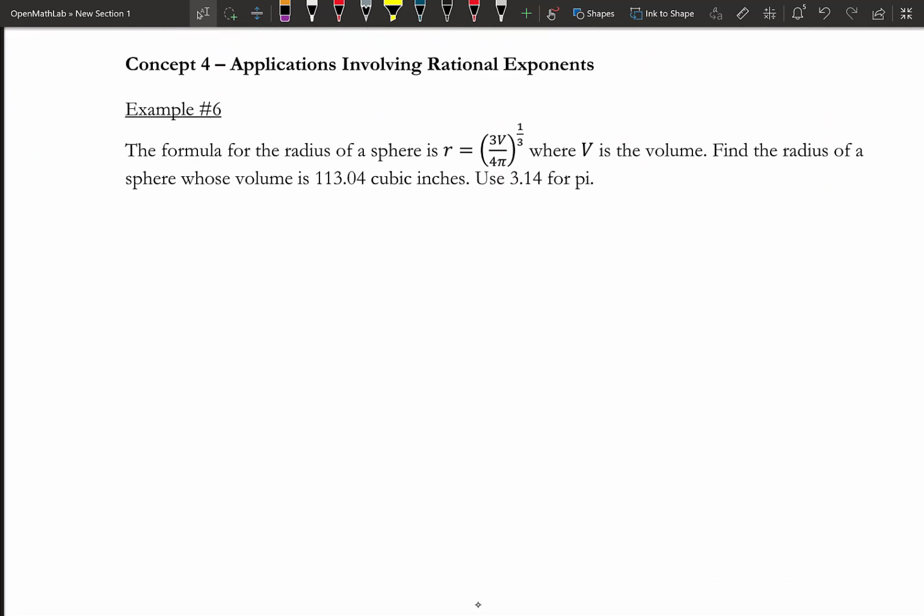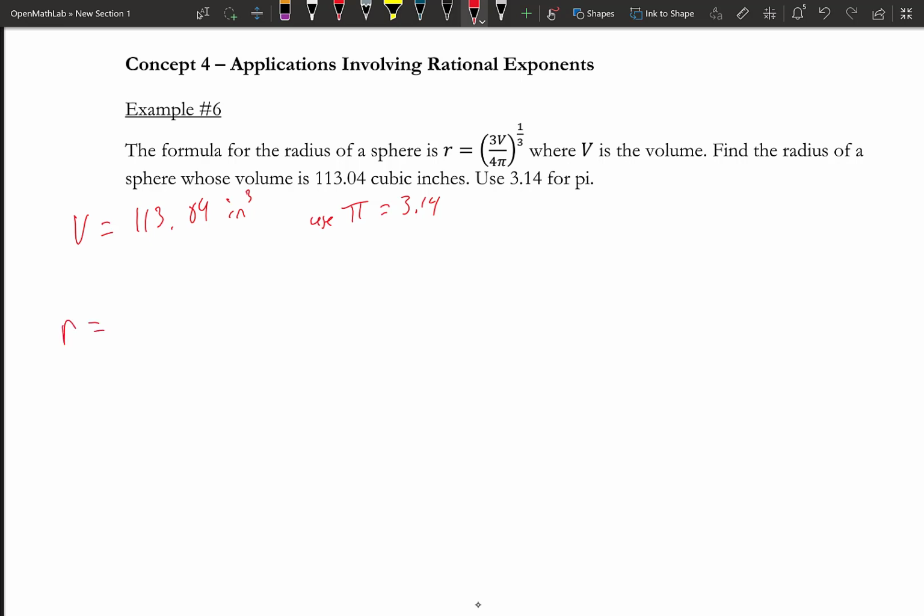So the very last thing we want to do in concept 4 is look at an application using rational exponents. We're told the formula for the radius of a sphere is r equals 3 times the volume divided by 4 pi, all raised to the 1/3 power, where v is the volume. We want to find the radius of a sphere whose volume is 113.04 cubic inches. Use 3.14 for pi. So my volume is 113.04 cubic inches, and we want to use 3.14 as an approximation for pi.